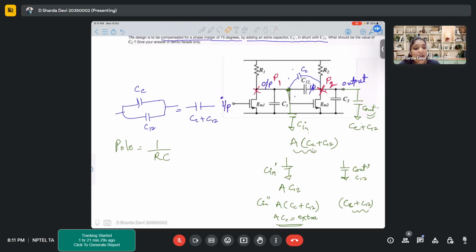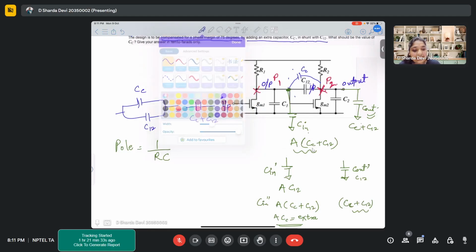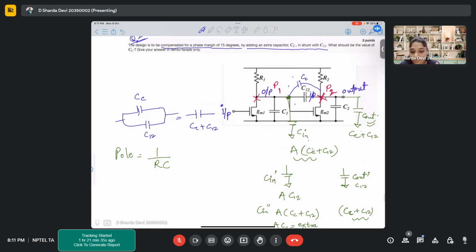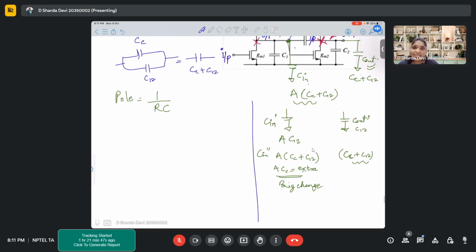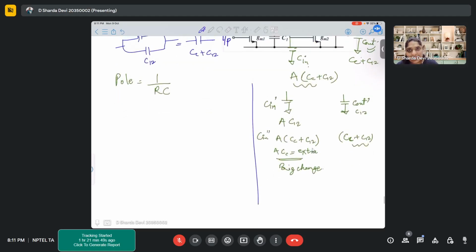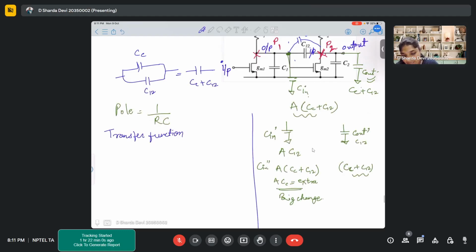Now the question is, how much should be the value of this capacitor such that we can get a phase margin of 75 degrees? Here it is again solved in detail. You can go through the lectures, it is already there. I'm directly writing the formula for the transfer function of this particular circuit.